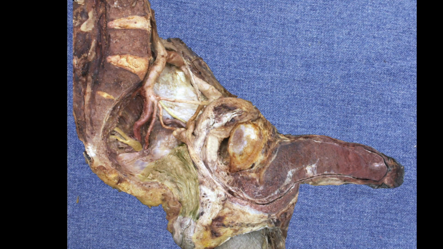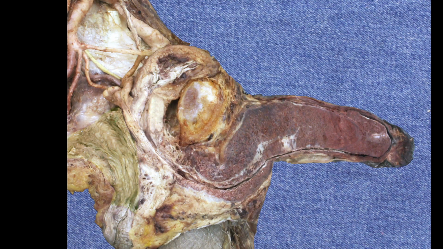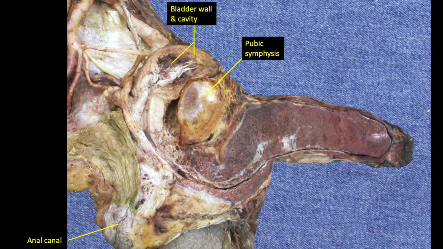Let's once again address some of the specific areas that are of clinical relevance. First, let's zoom in on the area again. We then label the pubic symphysis and the anal canal for orientation. Look at the bladder again and its cavity. Below the bladder, we again note the prostate, and within the lumen of the prostate, we find the first portion of the urethra, the prostatic urethra.